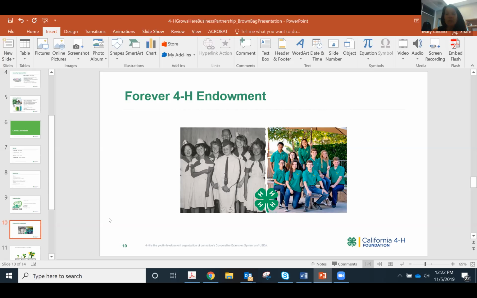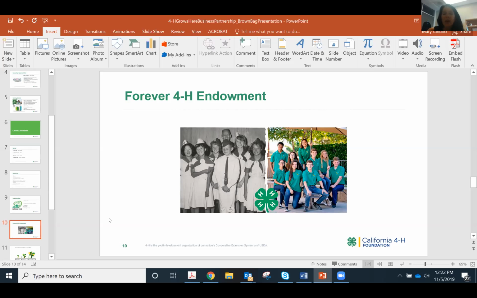We piloted this program with the California 4-H Foundation Board last fall. We needed to start somewhere. And so there were matching incentives, and a couple of counties identified that matched criteria where they had the capacity, they were working with the foundation, they had the bandwidth to pull off a campaign to support Forever 4-H. Things like that were in the criteria. So there are Forever 4-H endowments started in Santa Barbara and at the statewide level.